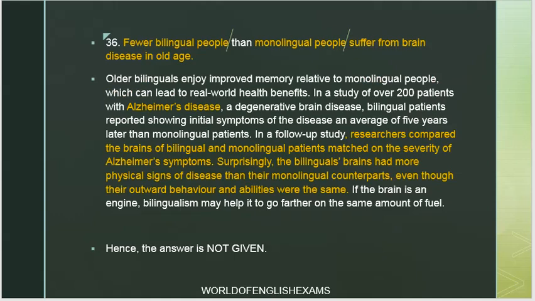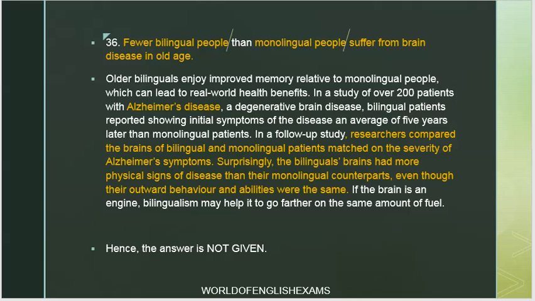Okay, fewer bilingual people. Again, it's talking about a proportion. Fewer bilinguals. That means a lesser number of bilingual people than monolingual. Again, there's a comparison. In comparison with the monolinguals, fewer bilingual people suffer from brain diseases. That means if the person speaks more than one language, then the chances of suffering from a brain disease during old age is lesser. So now that is what is the statement, and now let's read it.